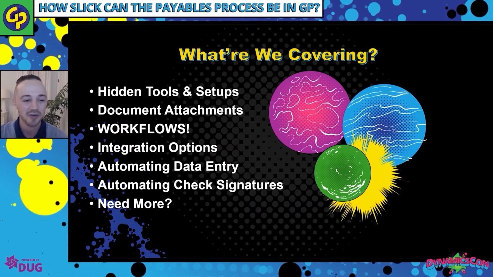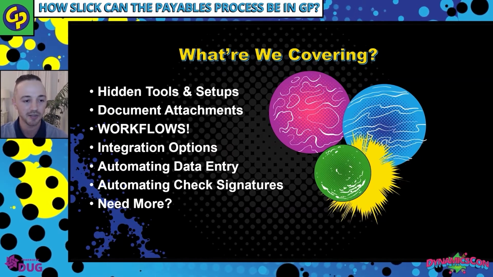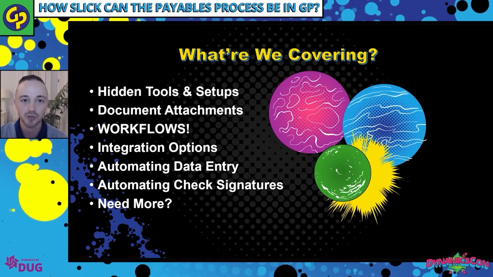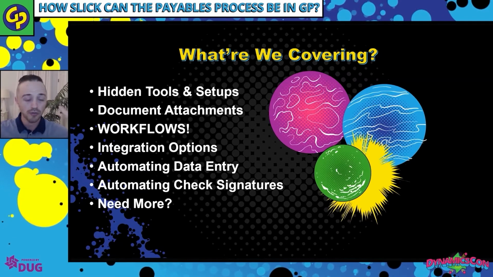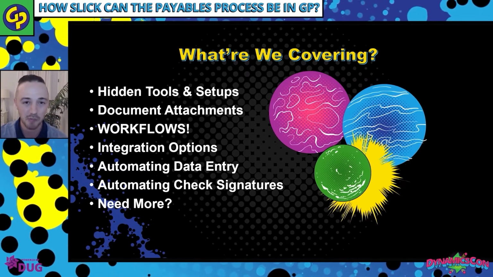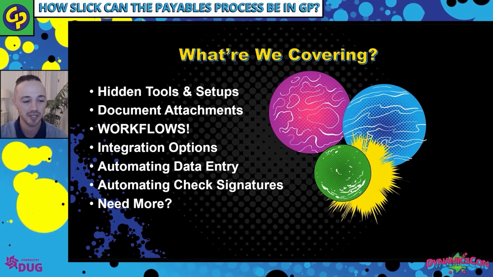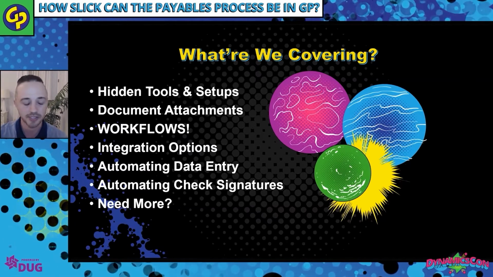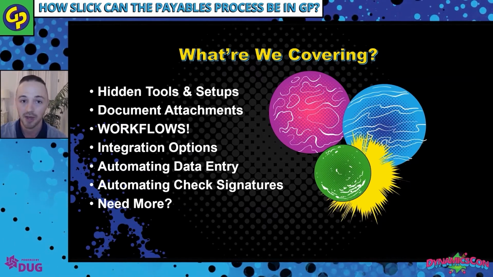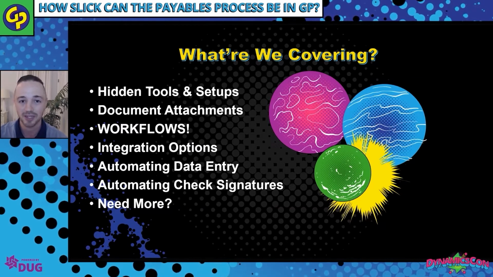So we are covering all things AP. First and foremost, some hidden tools and setups. We'll go into document attachments. We'll go into workflows, because workflows are fantastic. They're my favorite feature in Dynamics GP. Go into integration options, just some ways you can automate some data entry. And then my favorite kind of trick here is automating check signatures.